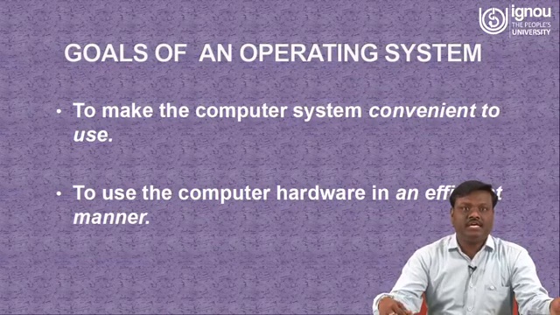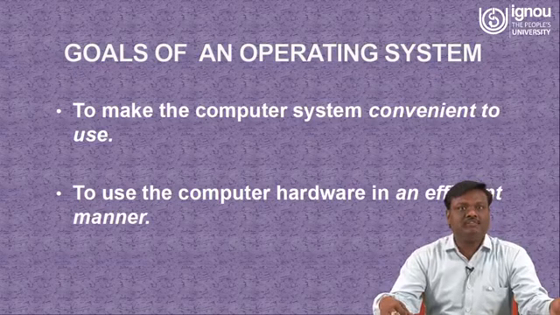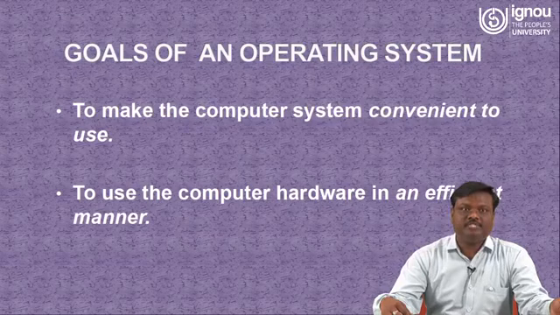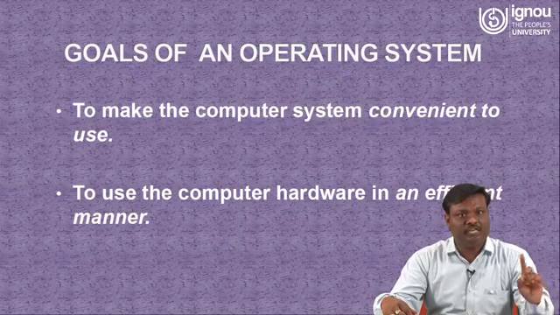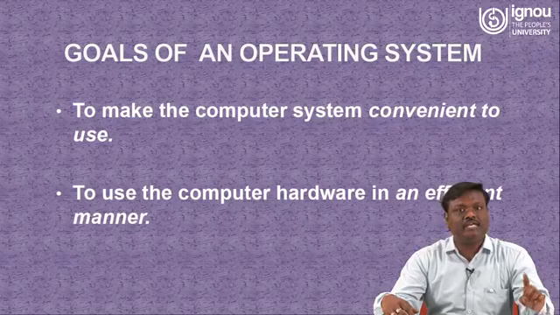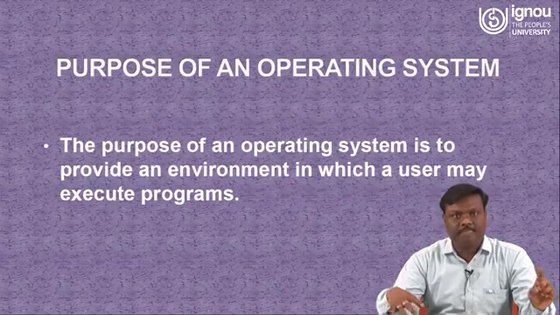They may be either CPU bound or IO bound programs or mixed programs, wherein they try to access the hardware also. So, the operating system provides a very good atmosphere, wherein the complete hardware can be used in an efficient manner. One goal is to be convenient to use, and the other is to use the computer hardware in an efficient manner.